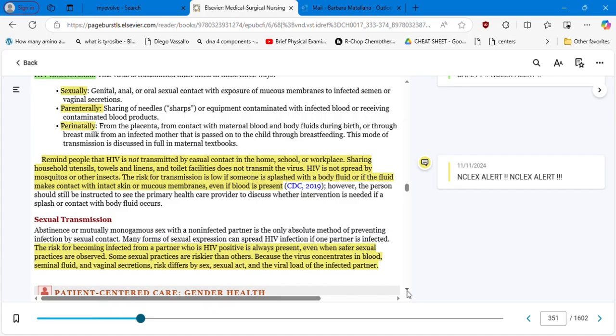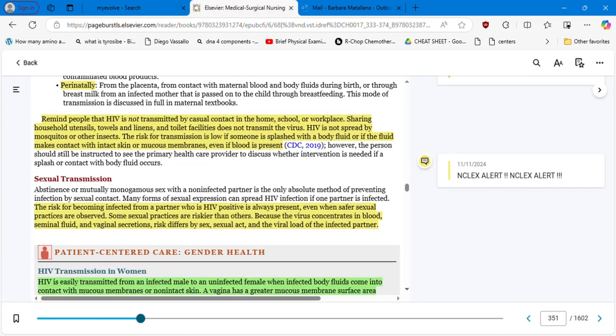HIV is not spread by mosquitoes or other insects. The risk for transmission is low if someone is splashed with a body fluid, or if the fluid makes contact with intact skin or mucous membrane, even if blood is present. The risk for transmission is low. The book is telling you the risk is low, even if blood is present, right? I will take my personal precautions in that. But this is an NCLEX alert, okay?